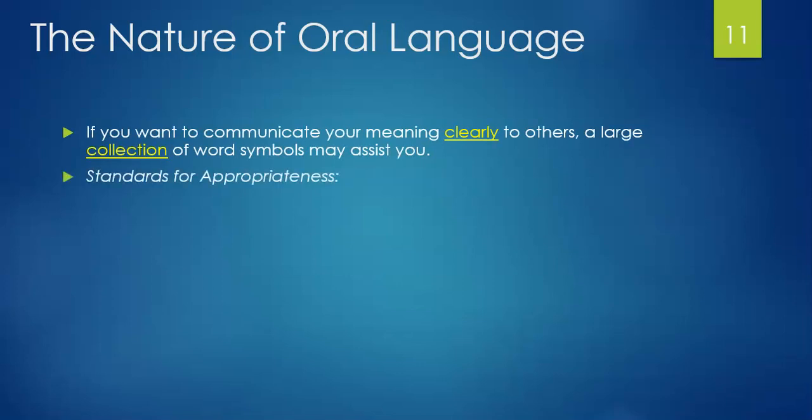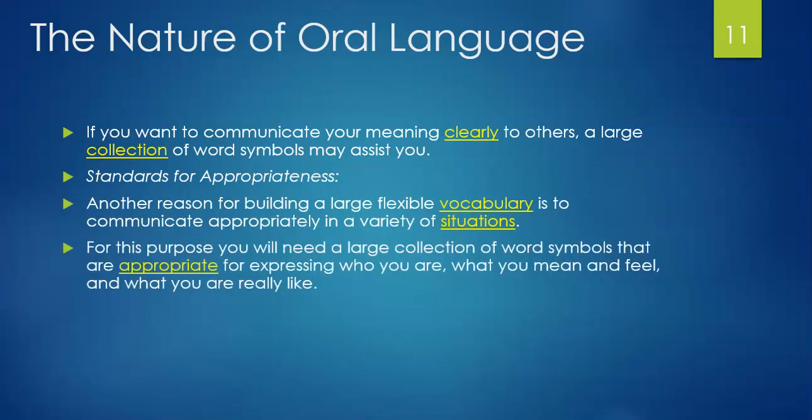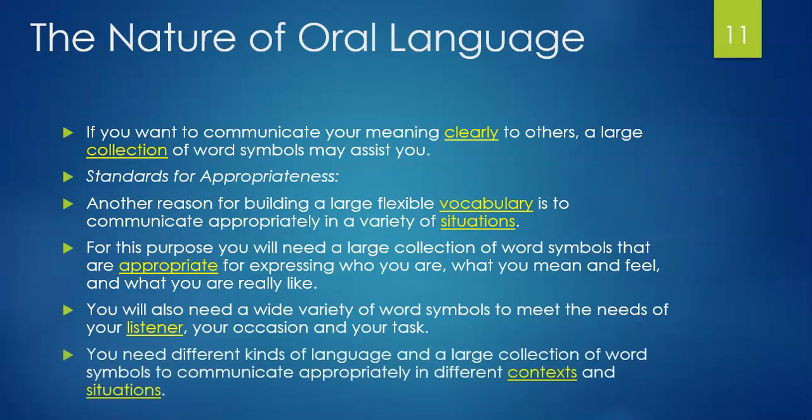Next, standards for appropriateness. Another reason for building a large, flexible vocabulary is to communicate appropriately in a variety of situations. For this purpose, you will need a large collection of word symbols that are appropriate for expressing who you are, what you mean and feel, and what you are really like. You will also need a wide variety of word symbols to meet the needs of your listener, your occasion, and your task. You need different kinds of language and a large collection of word symbols to communicate appropriately in different contexts and situations.